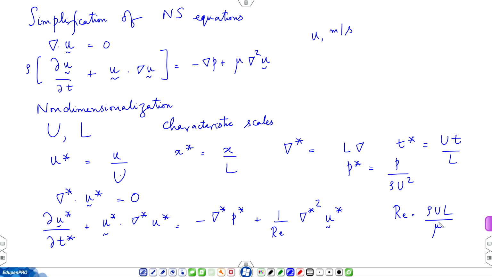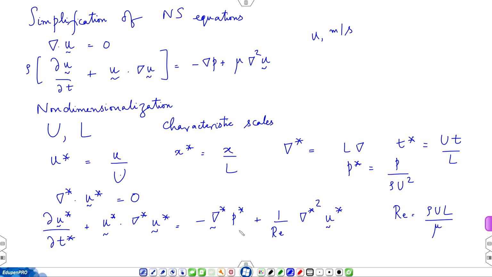I am skipping one or two steps. You have to plug in for u, substitute u star times U. For t, you substitute L t star over capital U from that expression, and then take all the terms and divide throughout by rho u square over L, and then the gradient of p will become del star p star. So, maybe I can show the vectors more consistently. So it is a vector equation, all in terms of starred quantities.